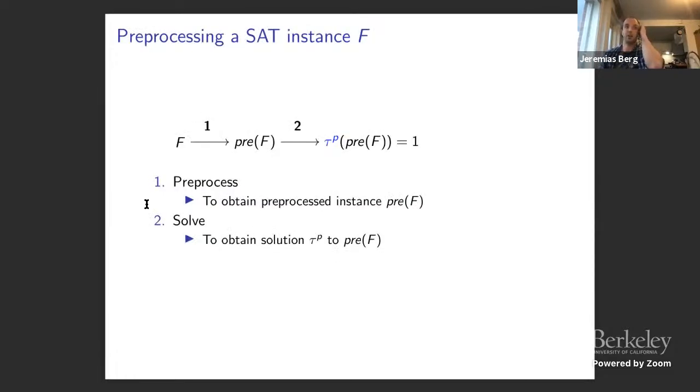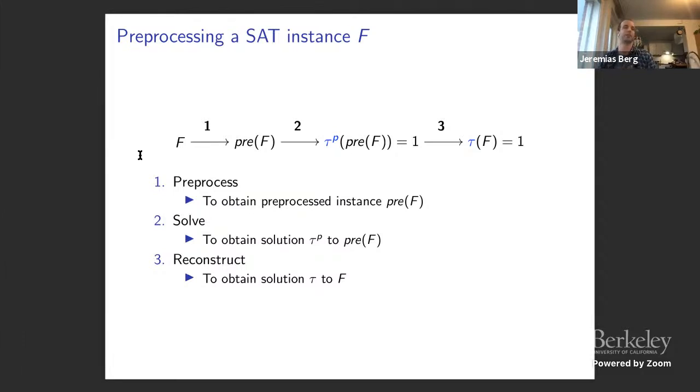Then we solve the preprocessed instance and find a model for it. I'll say here that in MaxSAT, we usually assume that there exist models, so the case where the hard clauses are unsatisfiable is not that interesting. So I'll mostly just be assuming that there always exists some model. And then we reconstruct. We take the model for the preprocessed instance, and then we obtain a solution to the original instance. There are standard algorithms you can use for this.